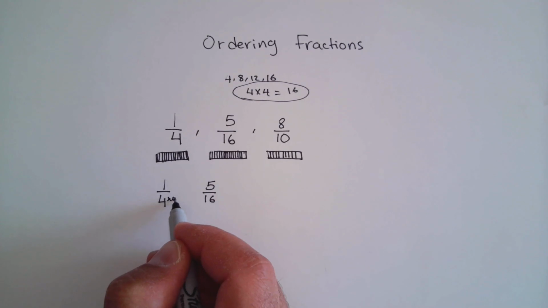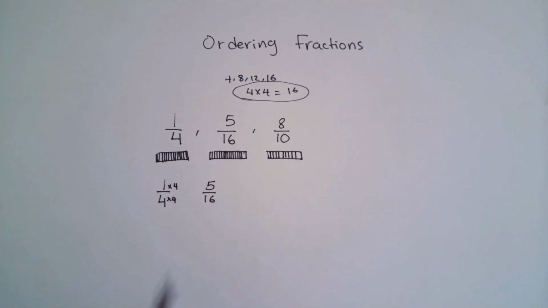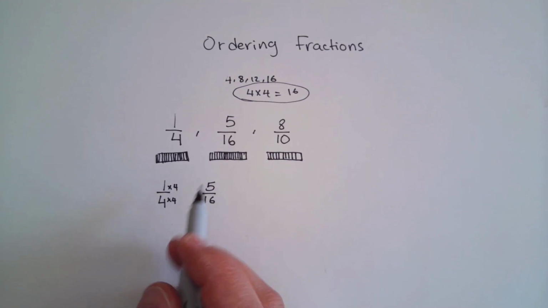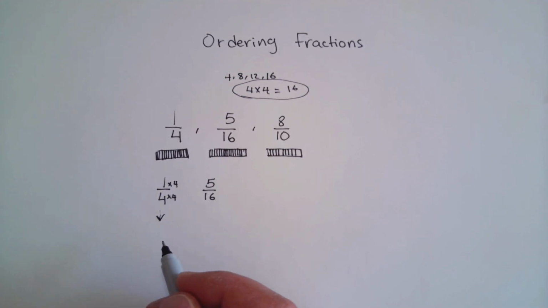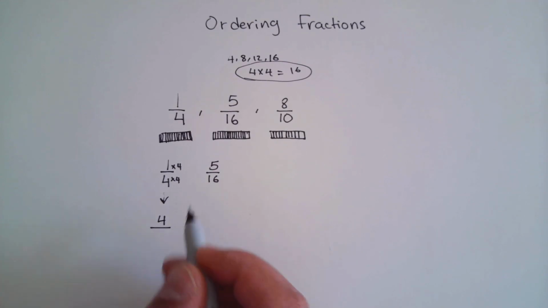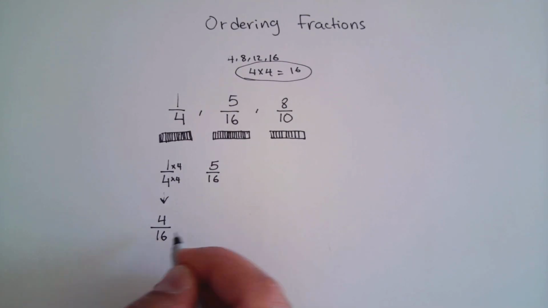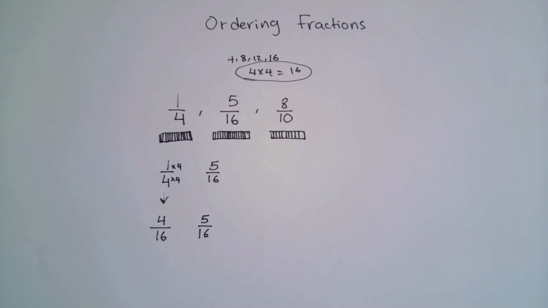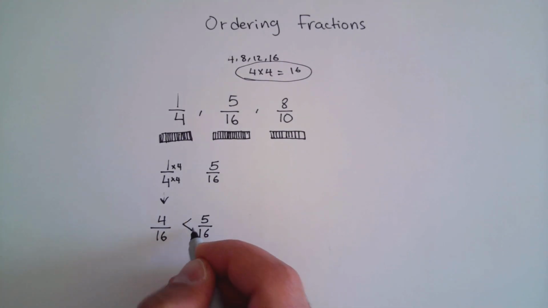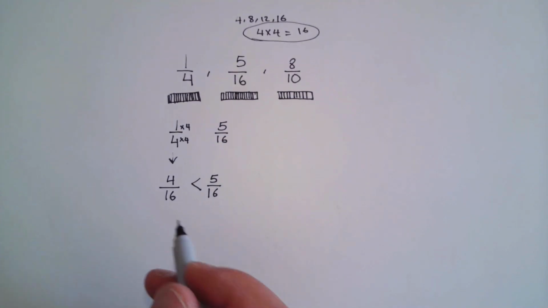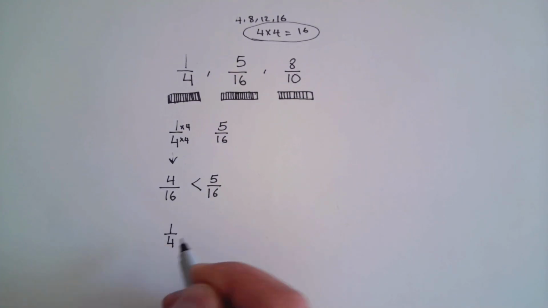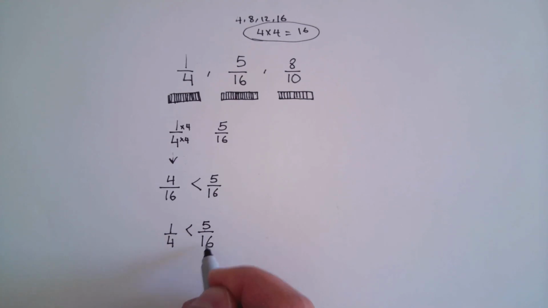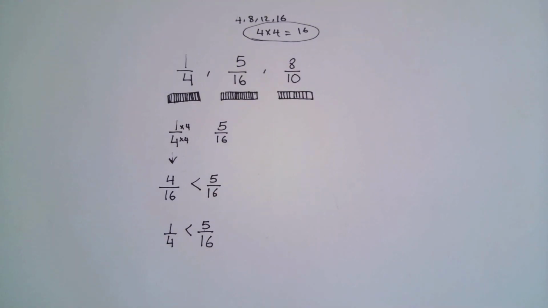So I'm going to break my fourths 4 times. I'm going to multiply the 1 by 4. This becomes 4, and 4 times 4 is 4/16. So now the answer is clear, right? Which one is bigger? The 5/16, right? So now we know that 1/4 is smaller than 5/16. Okay, so we answered part of the puzzle.